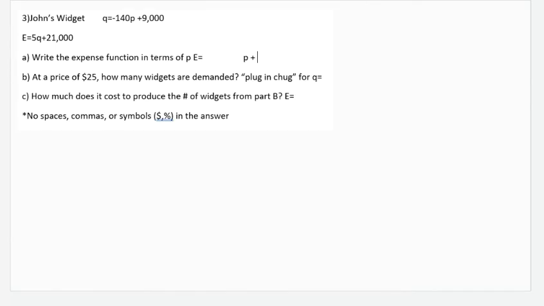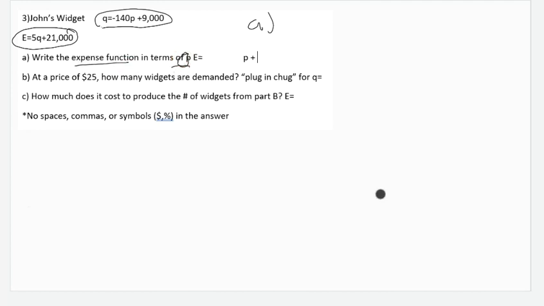For the next one, it says write the expense function. So we have this, everybody. Remember, this is our demand function, and this is our expense function in terms of Q. They want us to write the expense function in terms of P. So we're going to do that right here, up here. Write the expense function in terms of P.